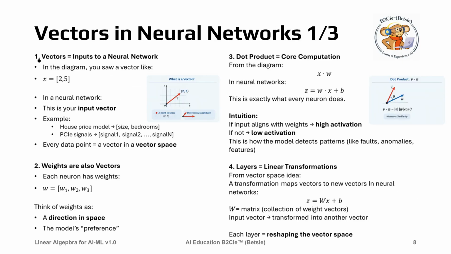As you can see, most data is inputted into the model as a vector. For example, in a house price model, the two vectors are size and bedrooms. Each neuron has weights and biases. Both of these are inputted as vectors, weights as W1, W2, W3, and similarly for bias. The transformation of these vectors is undertaken by vector operations. The neuron in each space is reshaping the vector space.